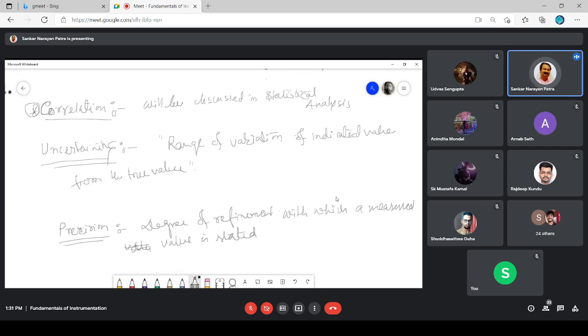Keep this in mind: sometimes in exams, the commonly asked question is what is the difference between precision and accuracy. Even in our grand viva, even our laboratory viva, the question used to remain the same. What is precision? Difference between precision and accuracy. Now come to the next, static characteristics.